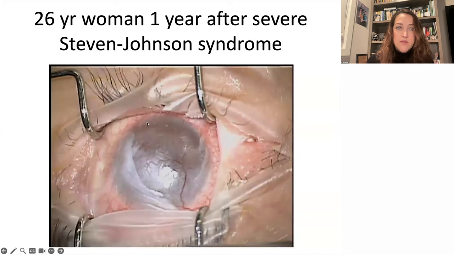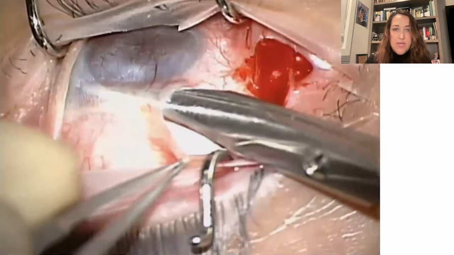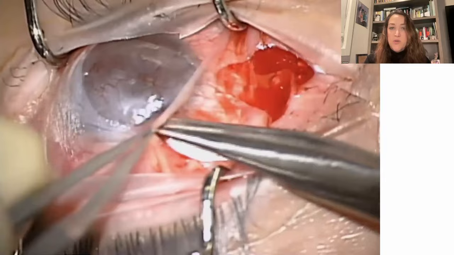So here's a patient of mine, a 26-year-old woman with severe Stevens-Johnson syndrome. Her acute disease had resolved. This is about 1 to 2 years out, and you can see she has total conjunctivalization, severe cicatrizing disease. And so we were able to take her into surgery. We were able to get her brother to be her donor.